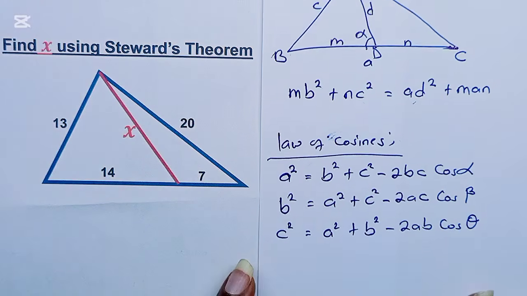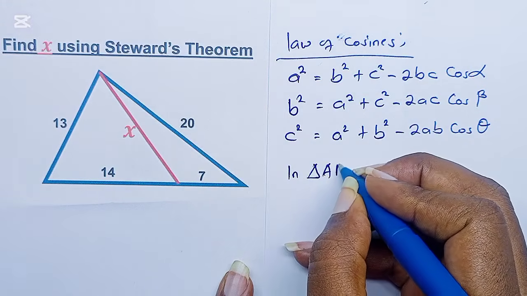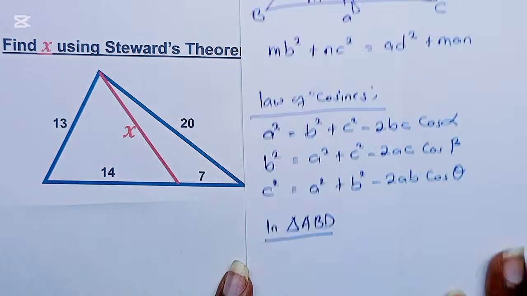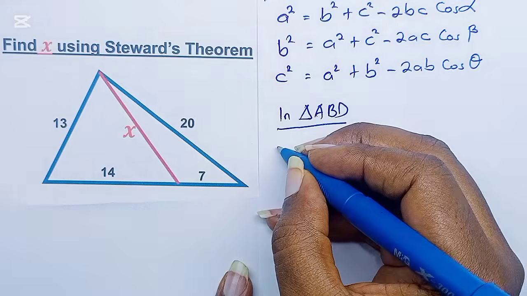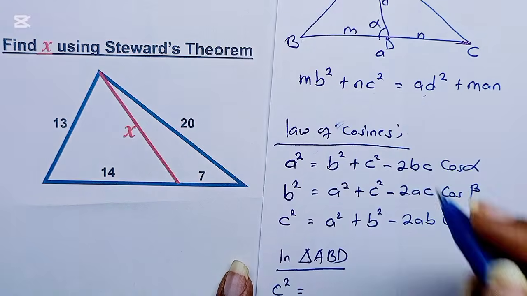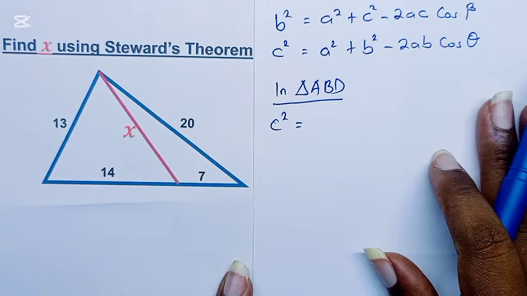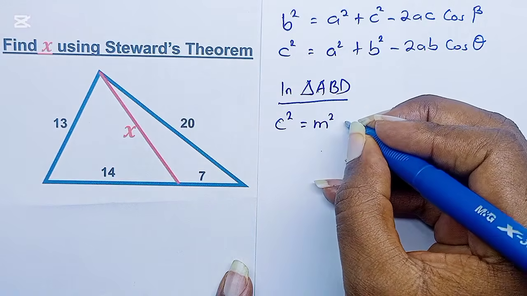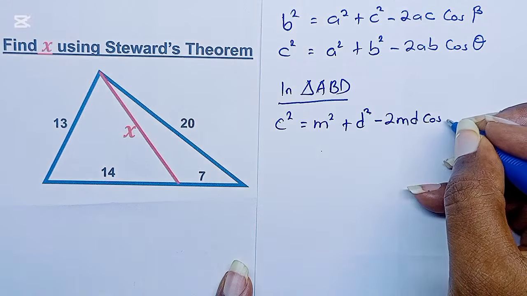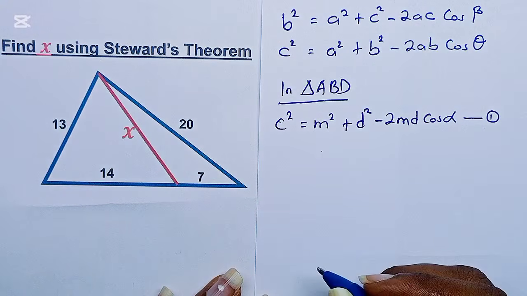Now if we focus on this triangle ABD here, if this angle is alpha, then using the cosine law, C squared will be equal to M squared plus D squared, so this would be M squared plus D squared minus 2MD cos alpha. Let me call this equation 1.